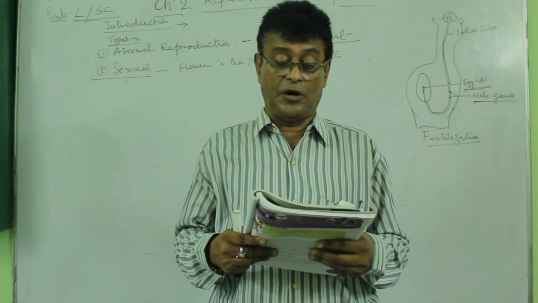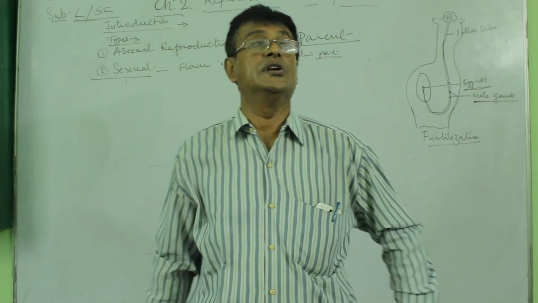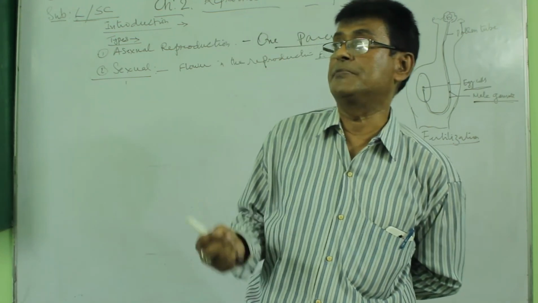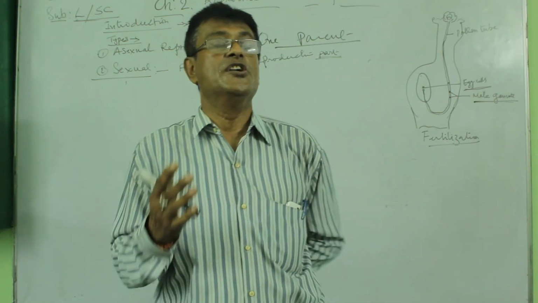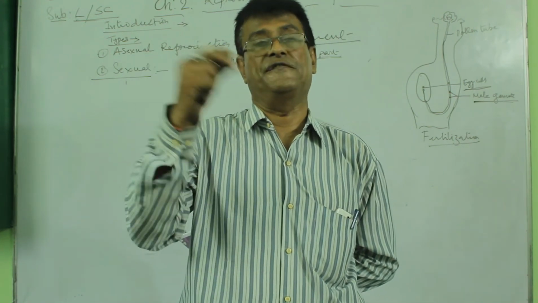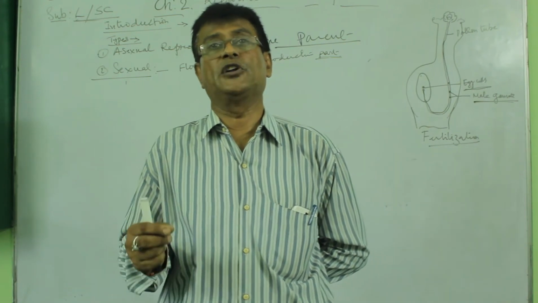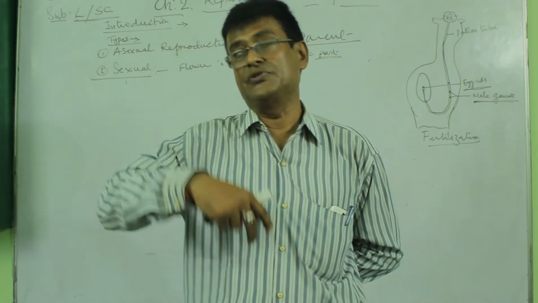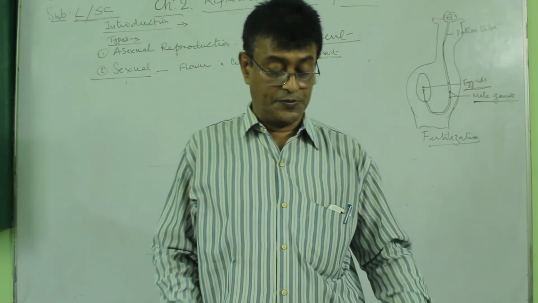Number 3, self-pollination and cross-pollination. Pollination means the transfer of pollen grains. Self-pollination is from the same plant to the same flower, and cross-pollination is from one plant to another plant.